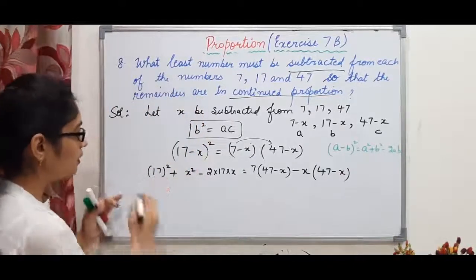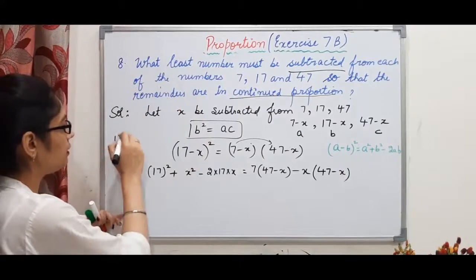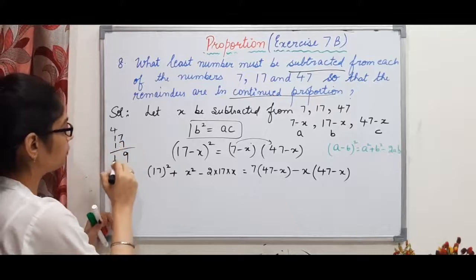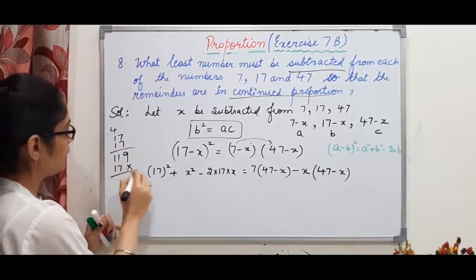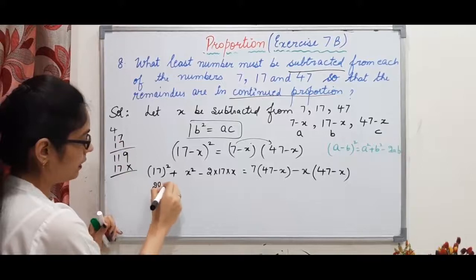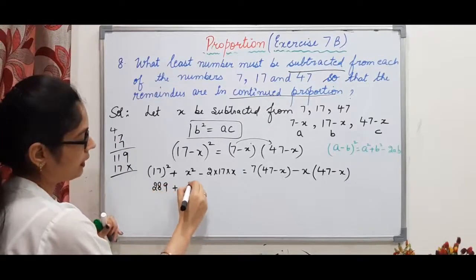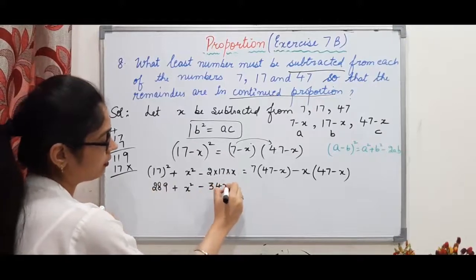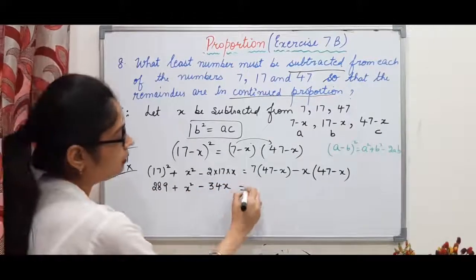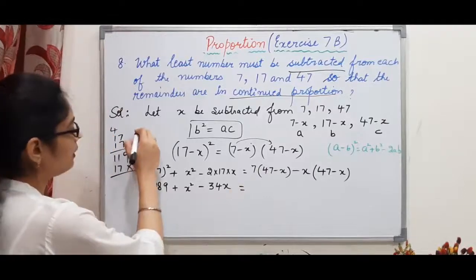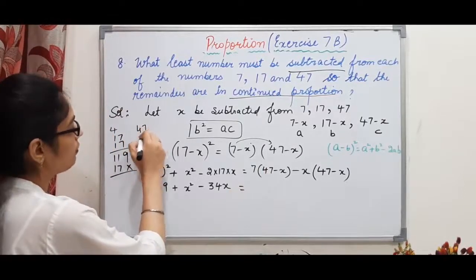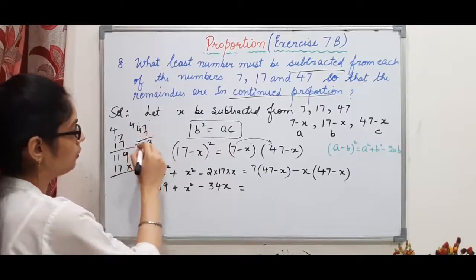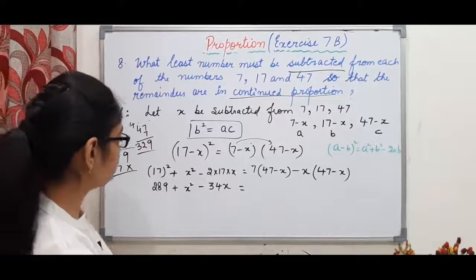17 square means 17 into 17, we can multiply also. So 7 into 7 is 49. So let's multiply and see, it is 289 plus x square as it is, minus 2 into 17, it is 34, into x will be 34x. 7 into 47 again we can multiply, 47 into 7, 7 into 7 is 49, 28, 29, 30, 31, 32, 329.